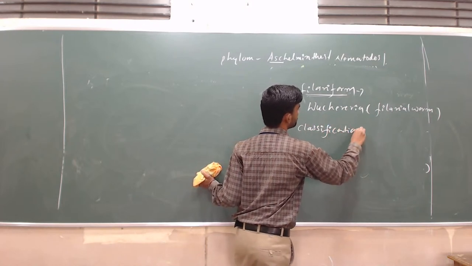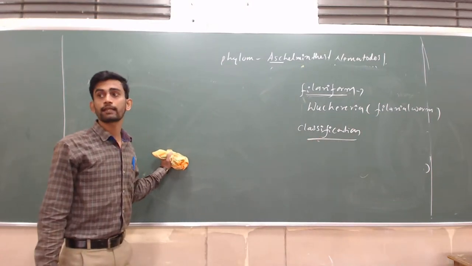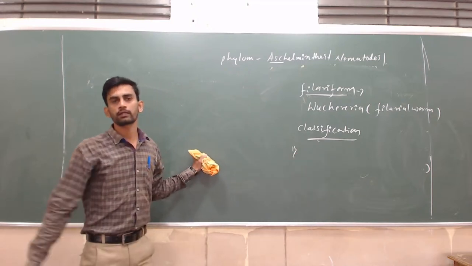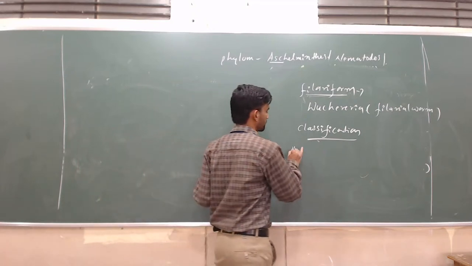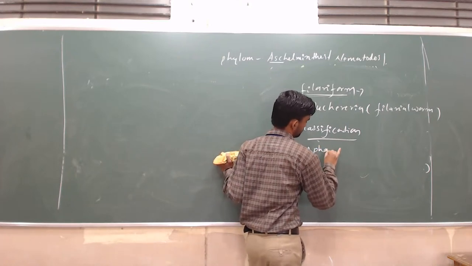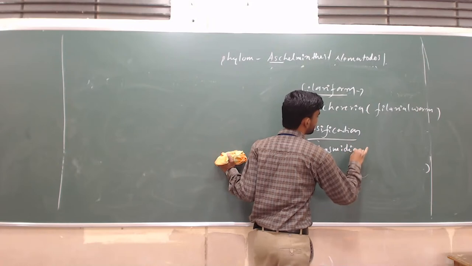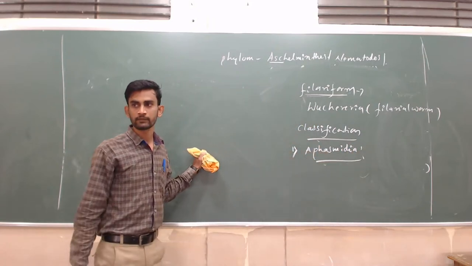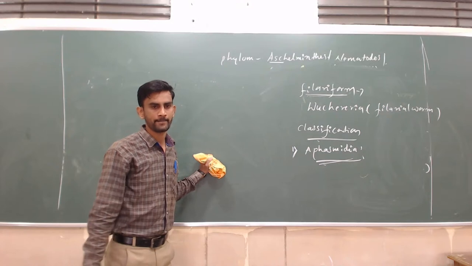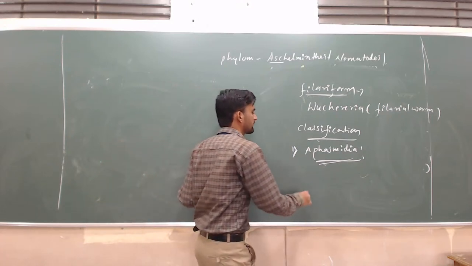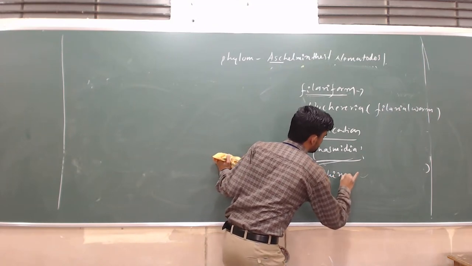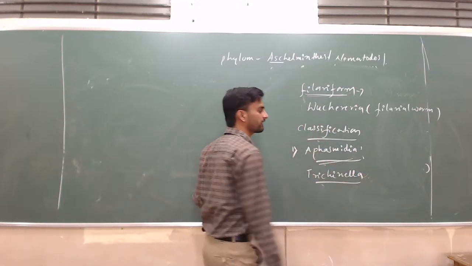Classification based on sensory organs. We are dividing into two classes. So, first class, you just write it down. Class number one: Aphasmidia. Are you getting my point? You can easily remember, A means absence. Absence of phasmids. Aphasmidia. One best example is Trichinella species.